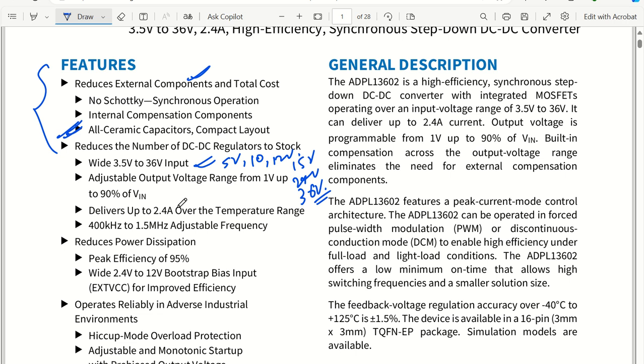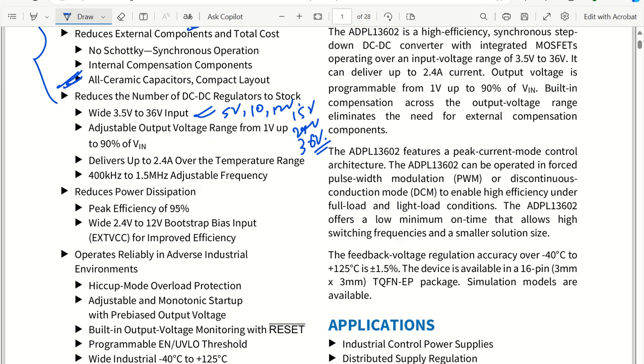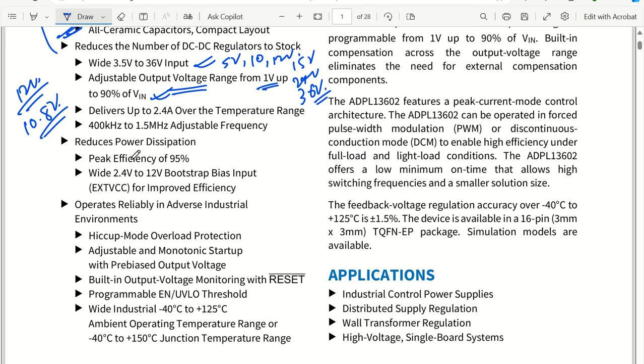Okay, now let us talk about the output voltage range setting. It can start from 1 volt up to 90% of V input. Let us say you have a 12 volt input, then you can set 10.8 volt output at the output side for this input. Okay, efficiency you can reach up to 95%. We have a very wide 2.4 volt to 12 volt bootstrap bias input for improved efficiency.